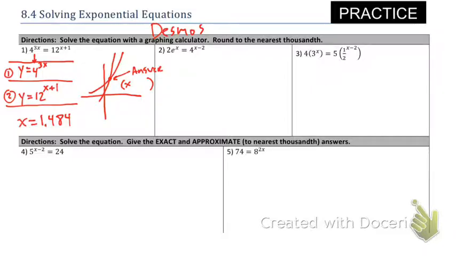Now let's jump to number 5. Okay, we are going to again solve the equation without graphing. We're going to do the algebraic version and we're going to approximate to the nearest thousandth. So you're going to need your calculator, and we're also going to give the exact answer as well. So the one without the calculation. I'll show you what that looks like.